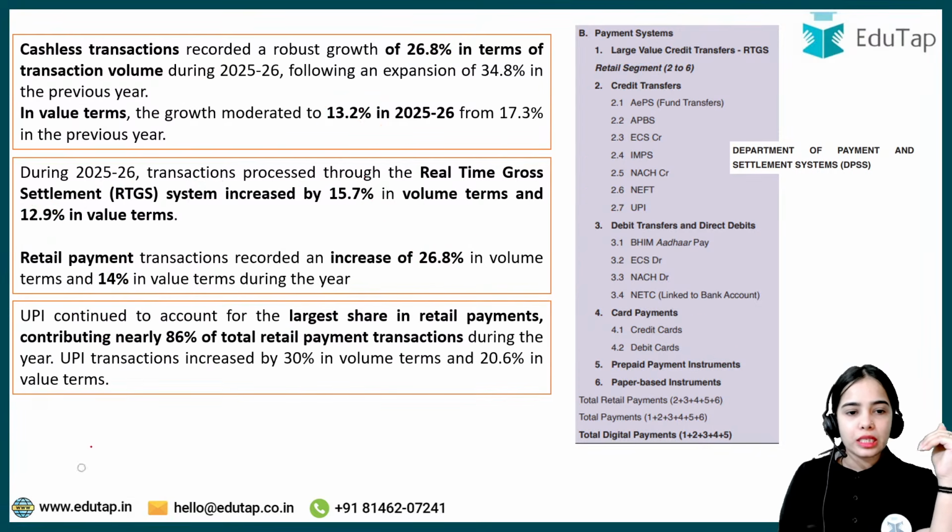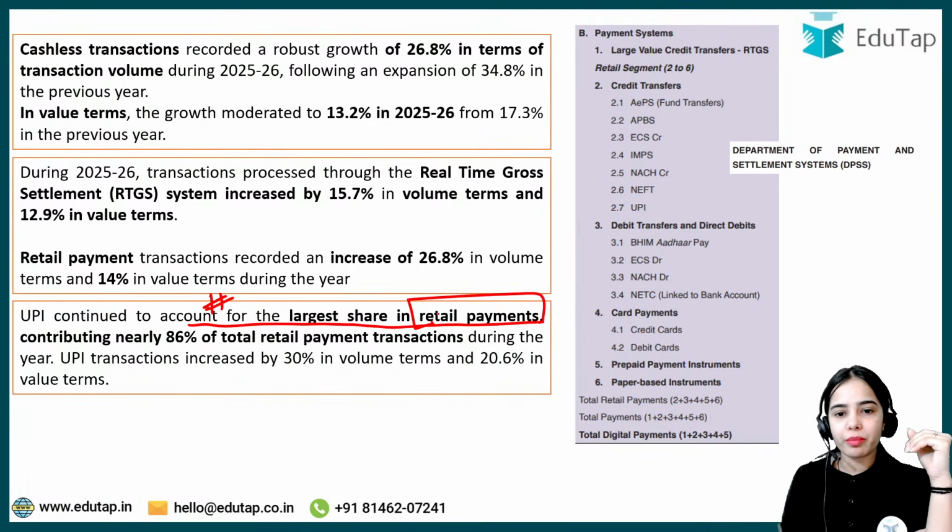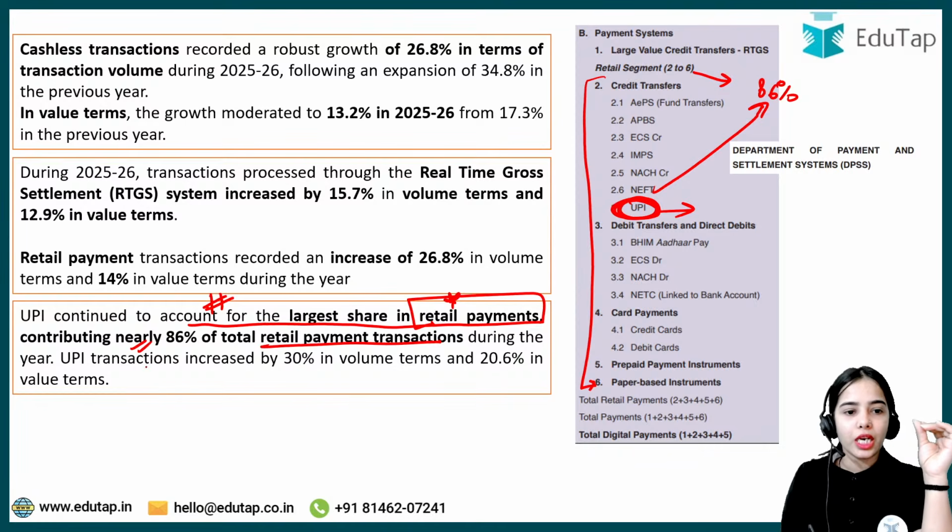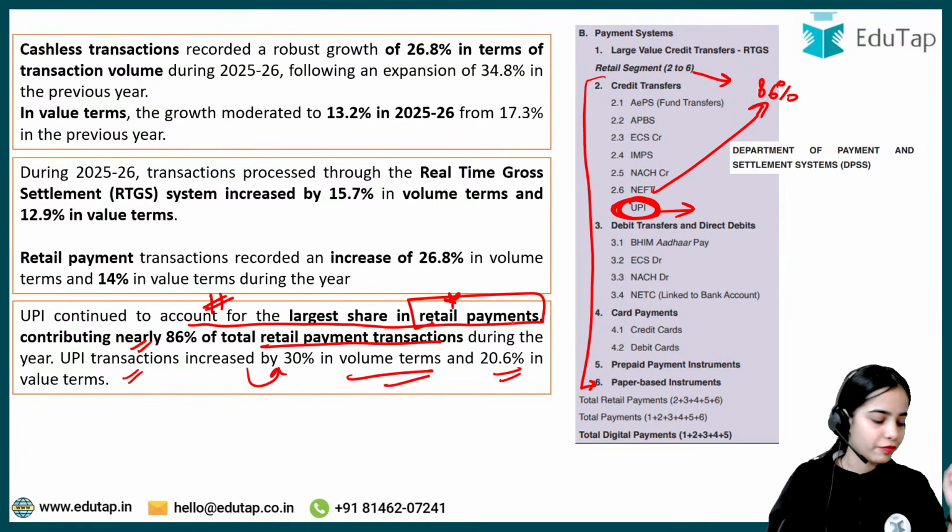Now, the most important point is this: UPI continued to account for the largest share in retail payments. In retail payments, UPI has the largest share, contributing nearly 86% of the total retail payment transactions. So, out of the total retail payment transactions, 86% is the share of UPI. During 2025-26, UPI transactions increased by 30% in volume terms and 20.6% in value terms.